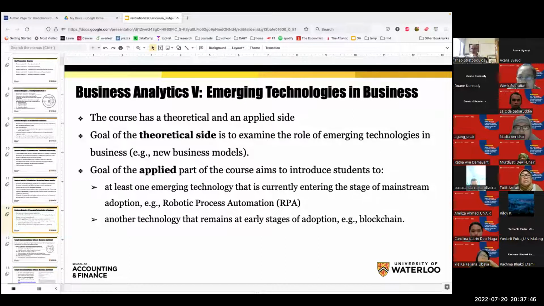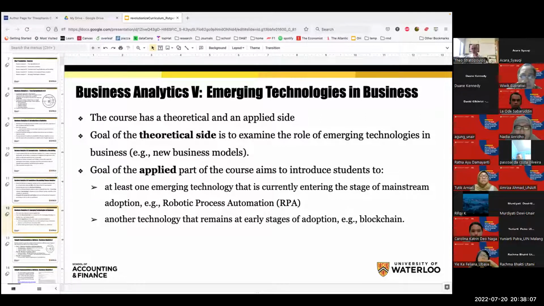You need to understand what's the effect that blockchain may have in the accounting profession or in business. You need to understand the effect of 5G, of Internet of Things, quantum computing. What kind of new business models have emerged as a result of social networks and the internet? Okay, so this is kind of the theoretical part of the course.